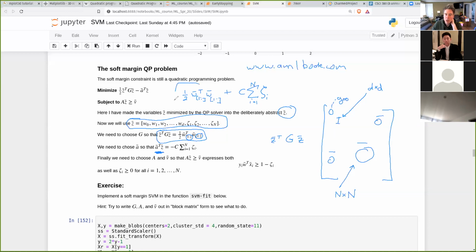We've just talked about where this comes from. That part comes from the matrix G. And now we want this part to come from the matrix A. The reason we have this negative sign here is because this is negative. So we need the negative of a negative to make this positive. We need to choose A so that A times Z is minus C times the sum of the slack variables.